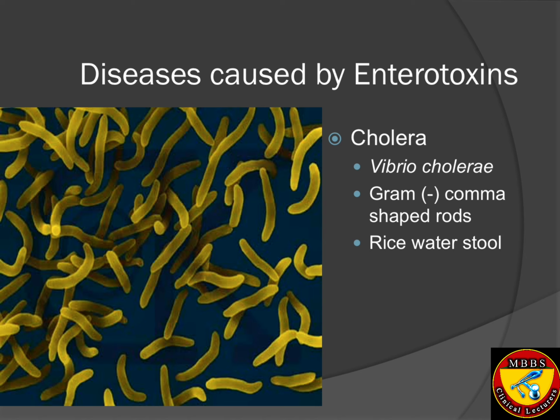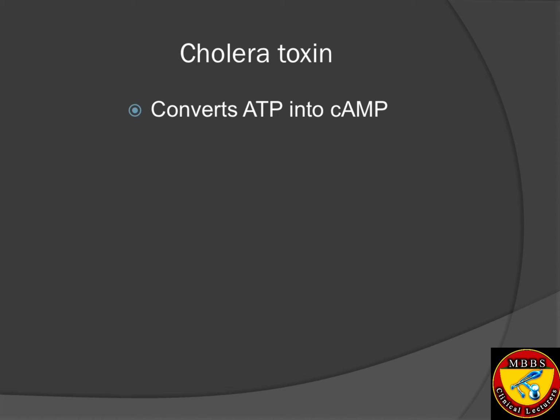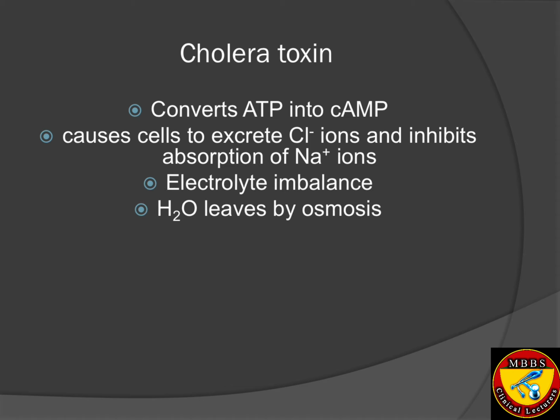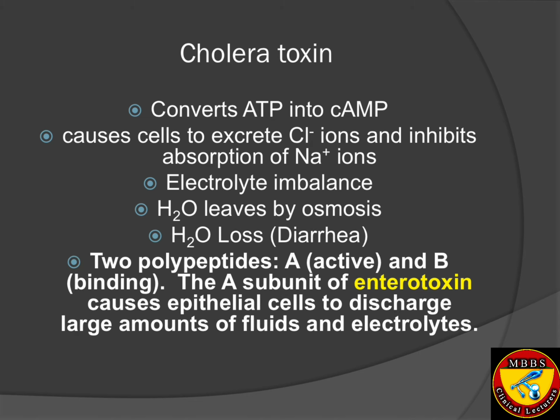Enterotoxins are released by Vibrio cholerae, which leads to cholera, which is also called rice water stool. It prevents conversion of ATP into cyclic AMP. It causes cells to excrete chloride ions and inhibit the absorption of sodium ions, hence leading to watery diarrhea. There would be electrolyte imbalance because of sodium and chloride loss, and water leaves by osmosis.